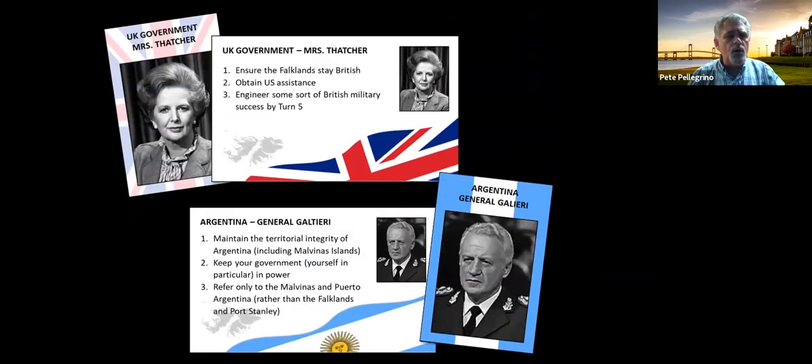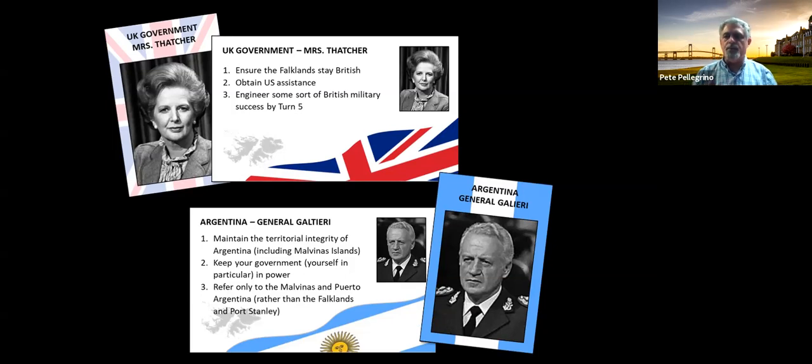What did we give the players? Well, this is what we gave the players, right? We gave them an ID tag that they actually wore around their necks, all right? That way we knew who was who. So they had a little badge, Margaret Thatcher, Ronald Reagan, et cetera. And I gave them an index size card that had their objectives.